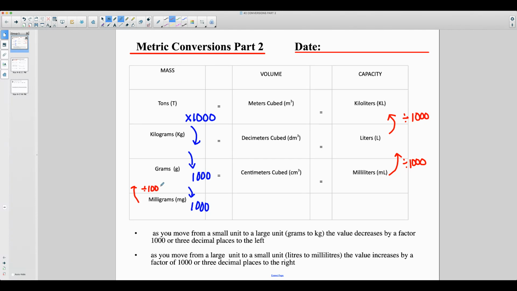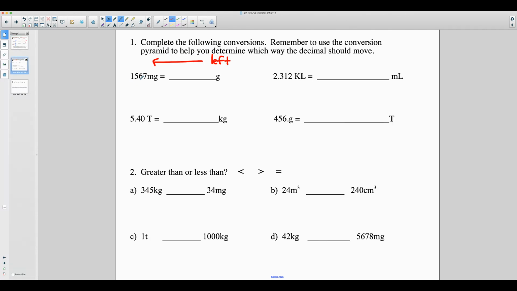Okay, so if I go back to the chart here, I can write out my number. I have 1,567. And as you know, the decimal is here in a whole number at the end of the far right. And we're moving 3 place values. It's 3 place values left. So 1, 2, 3. Our new number is 1 and 567 thousandths of a gram.